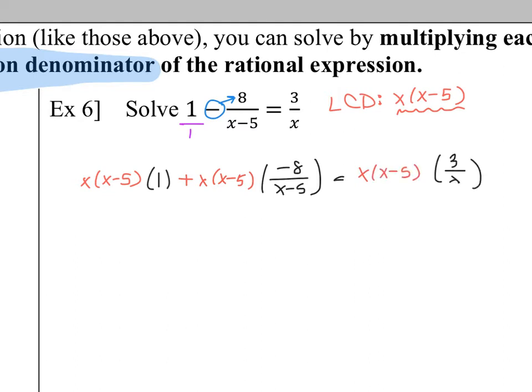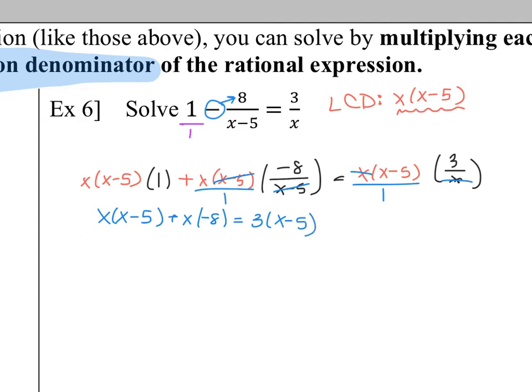as well. So now that everything's being multiplied with my lowest common denominator, we're going to see if I can maybe get rid of some stuff. So in this first one, you don't have anything, there's no fraction to get rid of. Well, x times x minus 5 times a 1, that's just going to leave us with x times x minus 5. I can't do anything with that. But this guy, I can get rid of this x minus 5 because anything over itself is a 1, and all I'm left with is x times negative 8. Then, same thing on the right-hand side. This x and this x make a 1, so we're left with 3 times x minus 5. All my fractions are gone.